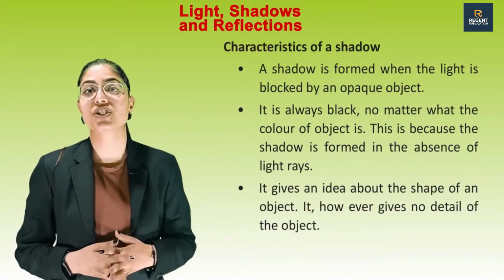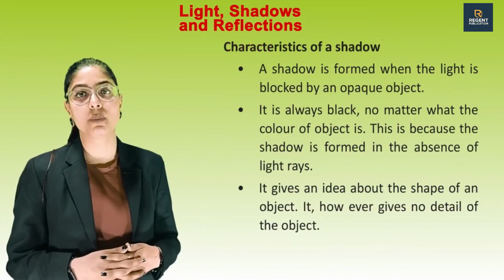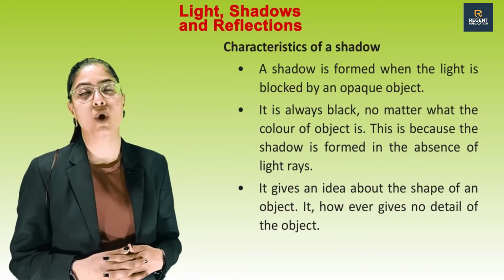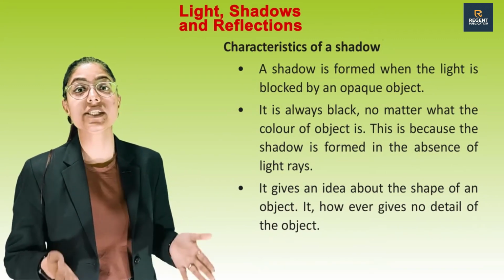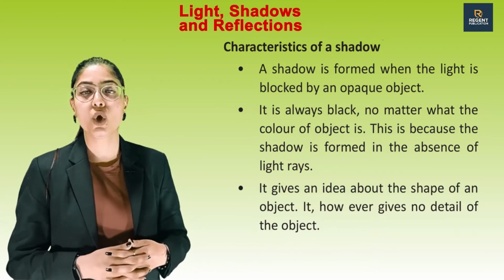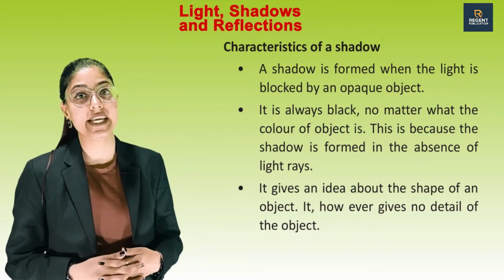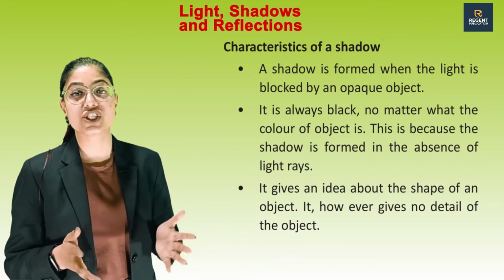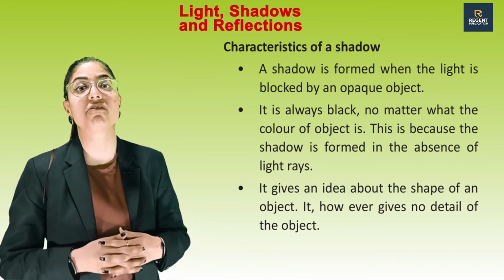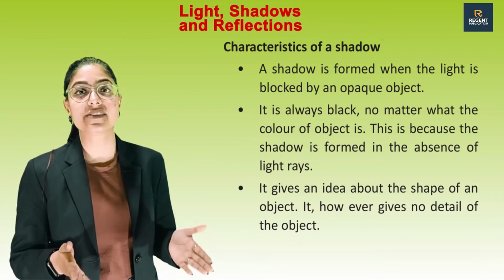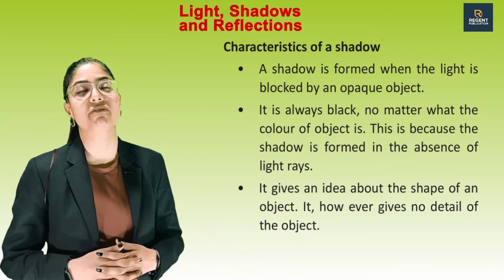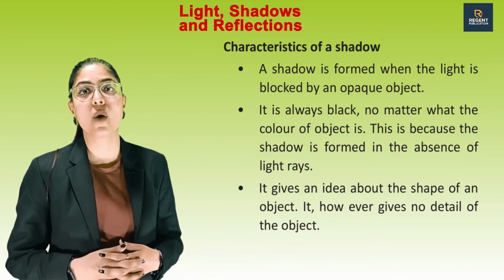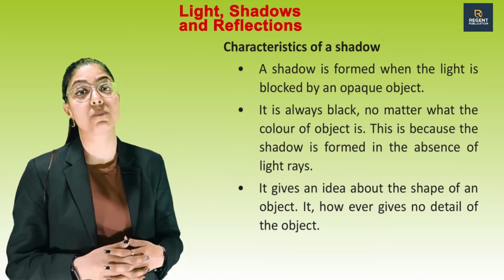Characteristics of a shadow. A shadow is formed when the light is blocked by an opaque object. It is always black, no matter what the color of the object is. This is because the shadow is formed in the absence of light rays. It gives an idea about the shape of an object. It, however, gives no detail of the object.